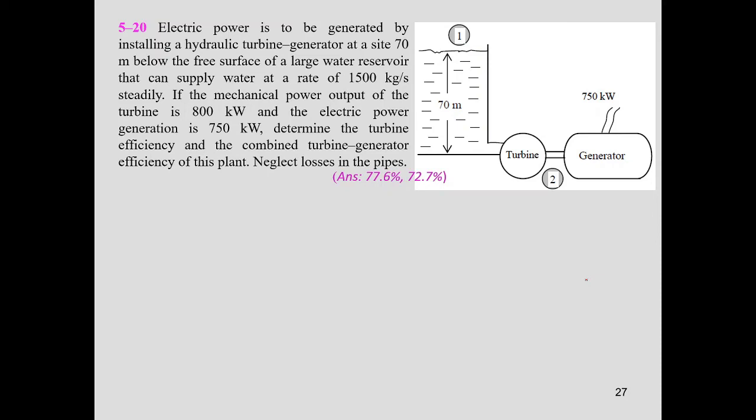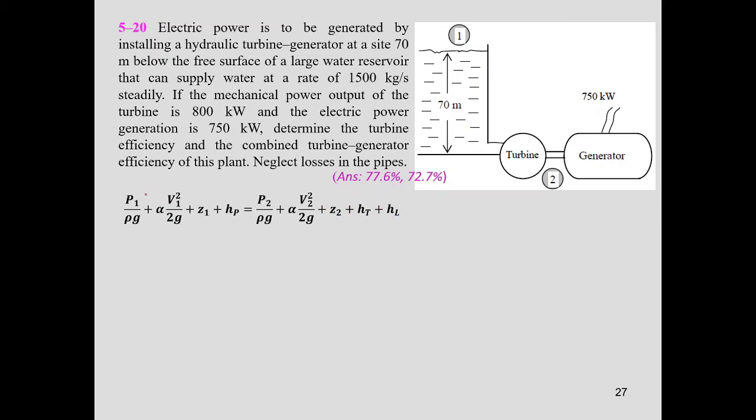Okay, the next example. Electric power is to be generated by installing a hydraulic turbine generator at a site 70 meters below the free surface of a large water reservoir that can supply water at the rate of 1,500 kg per second. Okay, the equation is almost the same as before. If the mechanical power output of the turbine is 800 kilowatt and the electrical power generation is 750 kilowatt, determine the turbine efficiency and the combined turbine generator efficiency of the plant. Neglect losses in the pipeline.